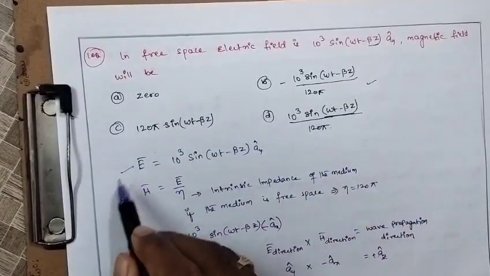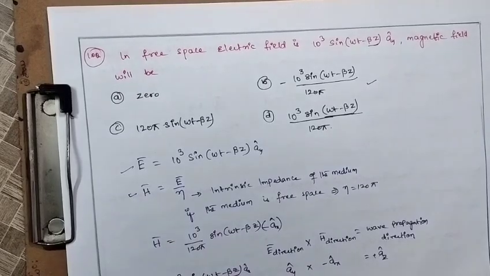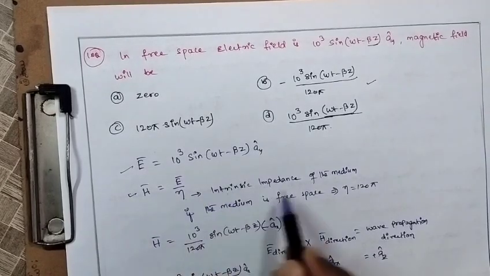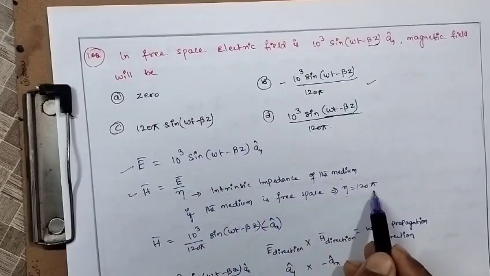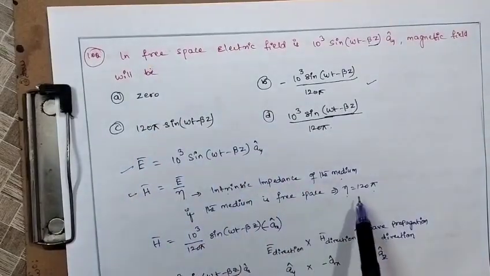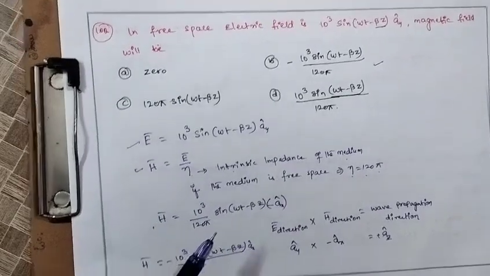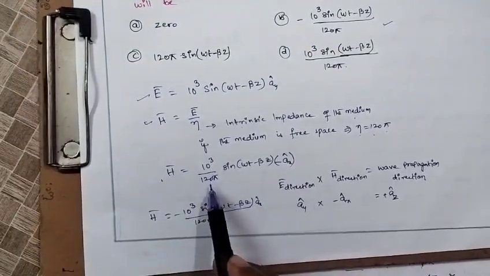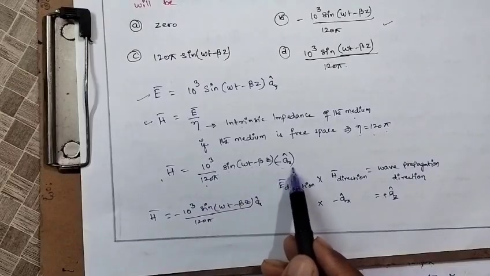So the electric field is given. The magnetic field formula is H bar is equal to E by eta, where eta is the intrinsic impedance of the medium. If the medium is free space, the eta value is 120 pi. Here the medium is mentioned, it is free space. So the eta value will be 120 pi. Now if you substitute, H bar is equal to 10 to the power of 3 by 120 pi sin omega t minus beta z. So what will the direction be?